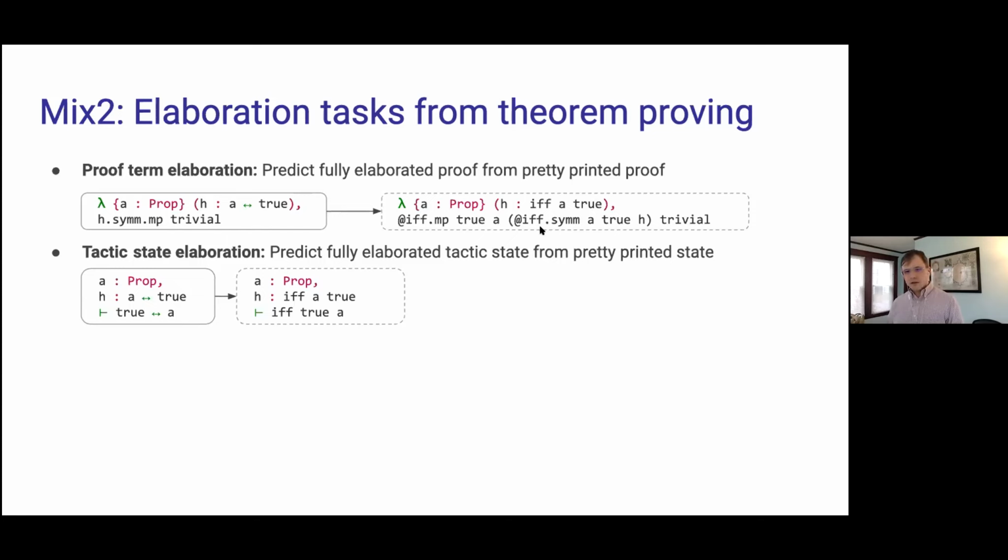It looks kind of ugly, but it's helpful, because we're trying to teach our model a little bit more about what's going on under the surface of Lean. So we train it to take a proof and then predict its fully elaborated version. And the same thing with goal states: take a goal state and predict its fully elaborated version. Tactic state, goal state, predict its fully elaborated version.